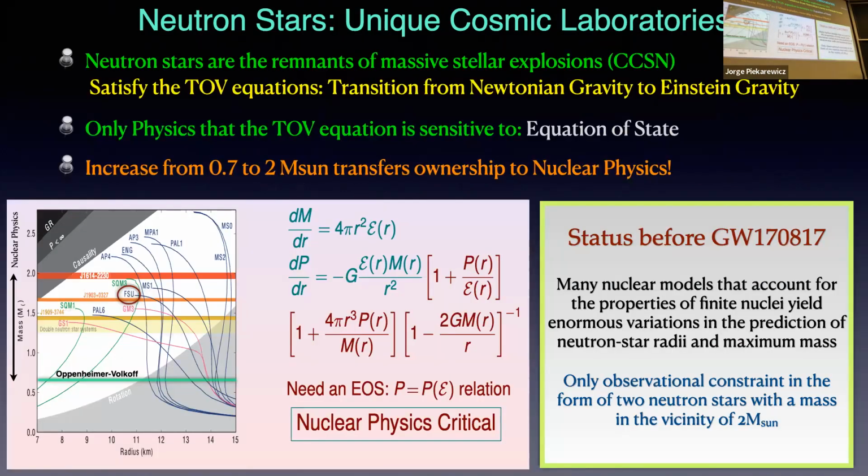Okay, so then let me tell you about the equation of state, which is essentially the basic input that nuclear physics brings into the game. So again, you might all know that neutron stars are the remnants of very massive stellar explosions, we call core collapse supernovae. And if you want to understand the structure, for example the mass versus radius, then you have to solve what's called the TOV equations, which is nothing more than Newtonian gravity, but with corrections from general relativity. And you can see them here.